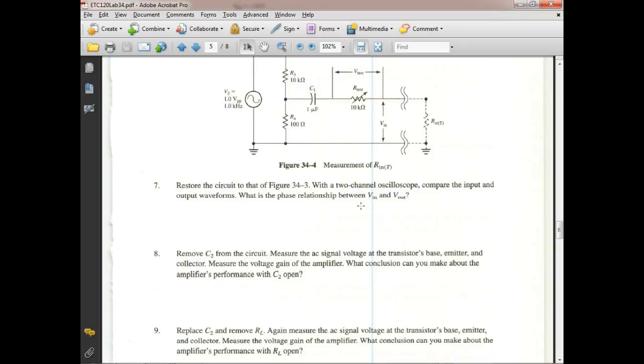Now we're going to do some troubleshooting. We already did that. It says, restore the circuit in figure 34 with a 2-channel oscilloscope. Compare the input-output waveform. What is the phase relationship? Okay, so let's turn it back on. I'm going to hook my pot back up. I'm not going to take it back out, and I'm going to adjust it back up. And then I'm going to bring up channel 1 again.